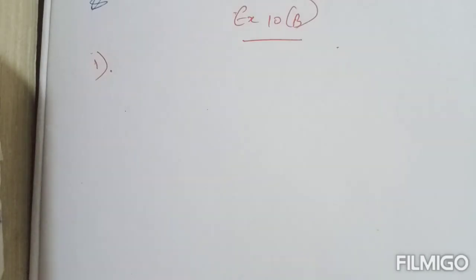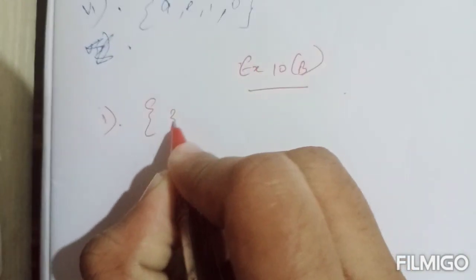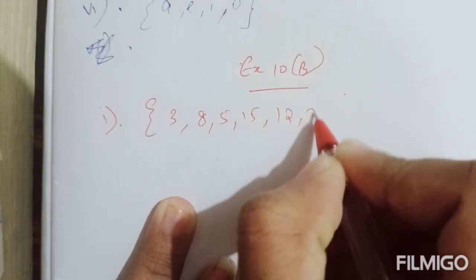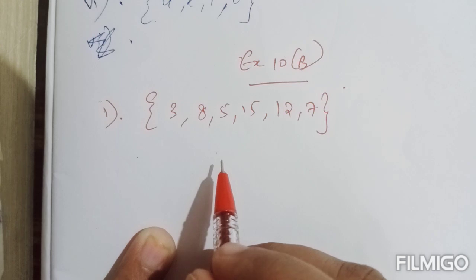So we have been discussing chapter 10, Sets, in that exercise 10B. Now fifth question, write the members or elements of each set given below. In that first one, 3, 8, 5, 15, 12, 7. So this is the set given, you have to write the members of the set.